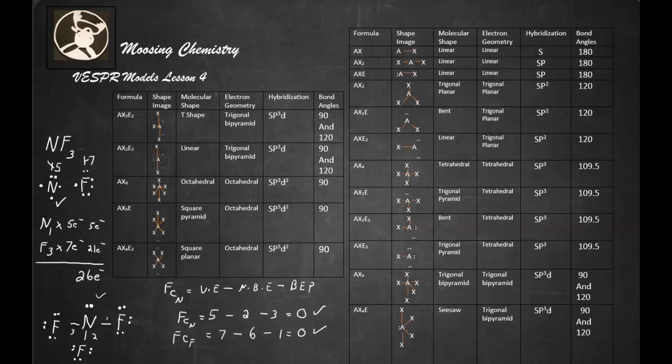All right, now let's see what this is. The core atom is nitrogen, so it's A. We have 3 fluorines, so that would be AX3. And we have 1 unshared pair of electrons around the nitrogen, so that makes it AX3E. Well, AX3E is a trigonal pyramid. All right? And so that's the type of shape it is.